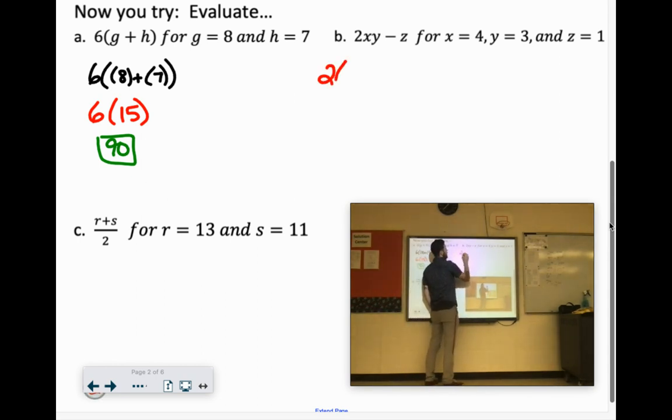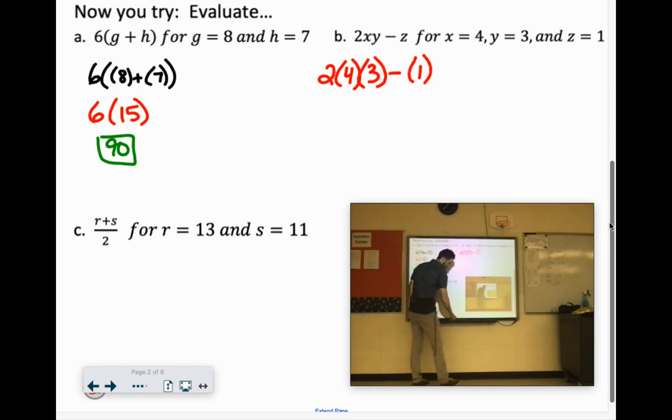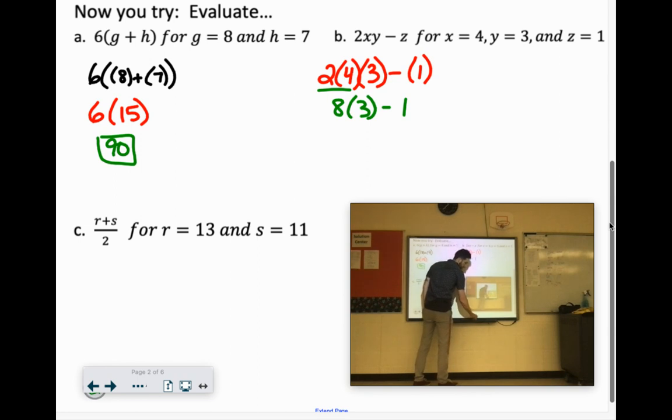2, x is 4, y is 3, and z is 1. So we do our multiplication first. 2 times 4 is 8. We still have multiplication. 8 times 3 is 24. Minus 1 is 23.